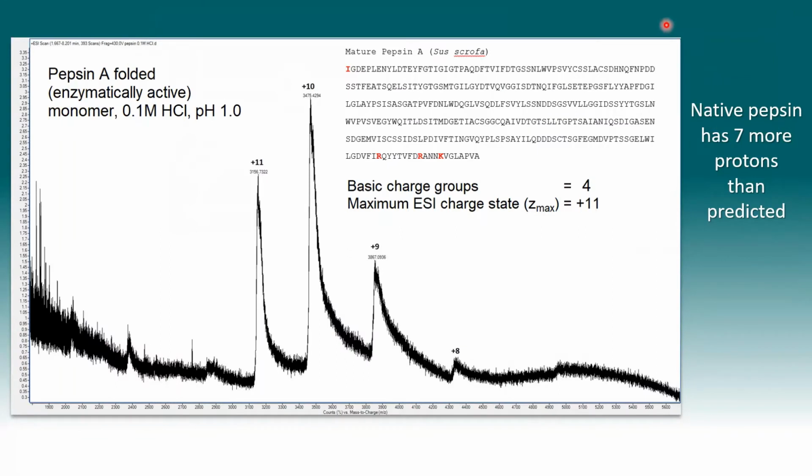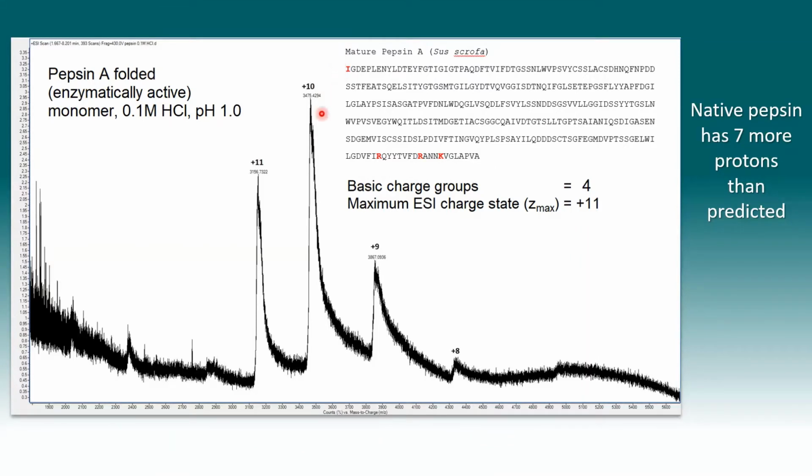Those are peptides. This is a protein. This protein is pepsin. It's enzymatically active, and this is a native electrospray spectrum, and I've shown you here the sequence of pepsin, and you can see that pepsin has just 3 basic residues, and it will also have a basic charge at the N terminus. So pepsin has just 4 charge groups in solution.